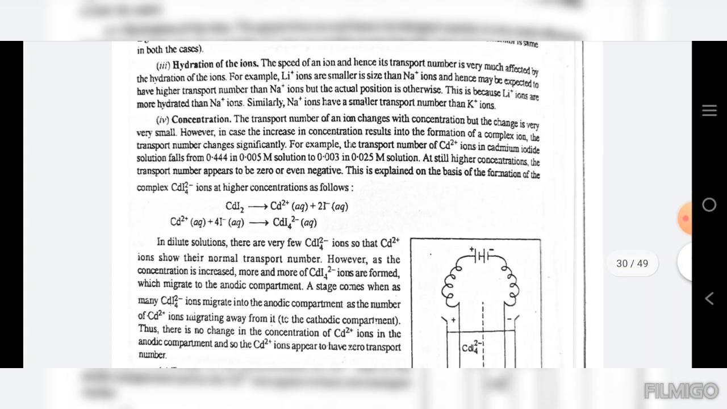Third, hydration of the ions. The speed of an ion and hence its transport number is very much affected by the hydration of the ions. For example, Li ions are smaller in size than Na ions and hence may be expected to have higher transport number than Na ions, but the actual position is otherwise. This is because Li ions are more hydrated than Na ions. Similarly, Na ions have a smaller transport number than K ions.